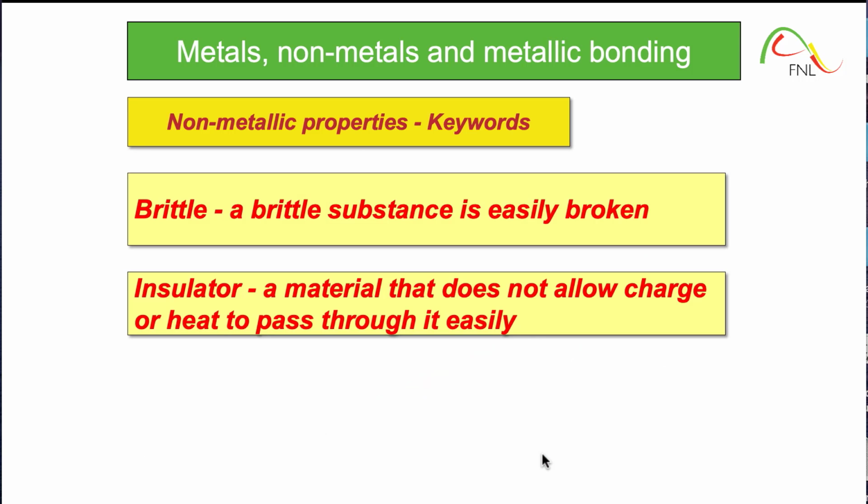Now, keywords here for non-metals. Brittle means that it is easily broken. And an insulator is a material that does not allow charge or heat to pass through easily. Two more keywords there for your vocabulary book.